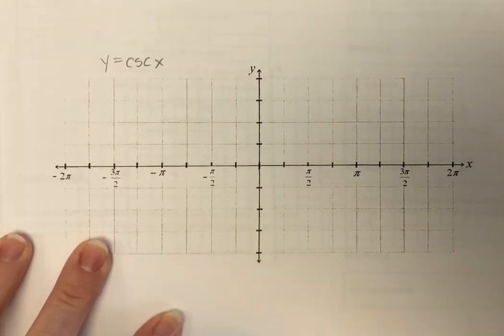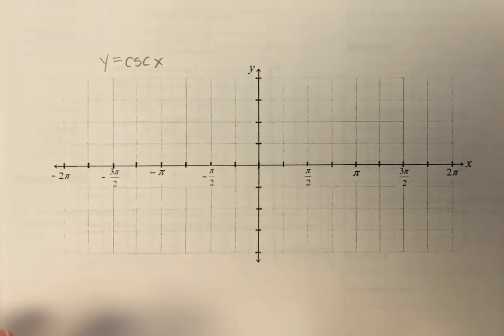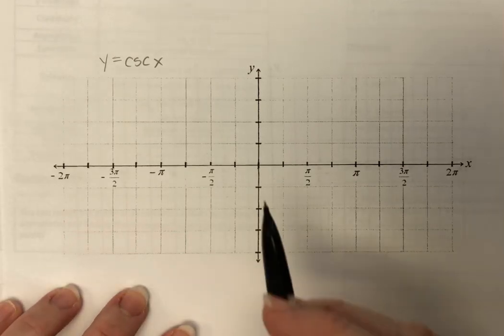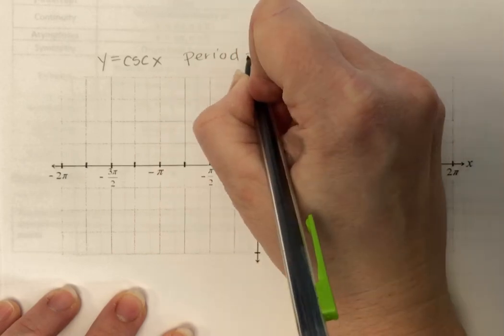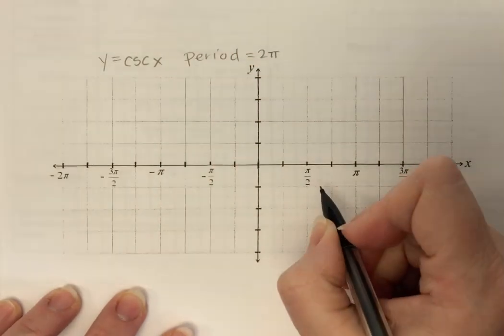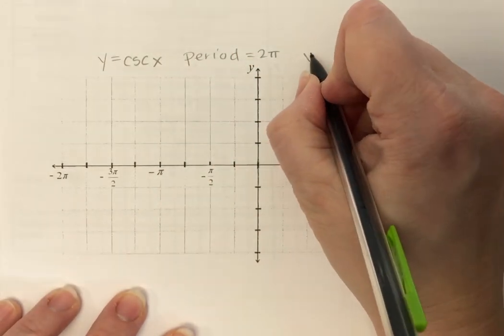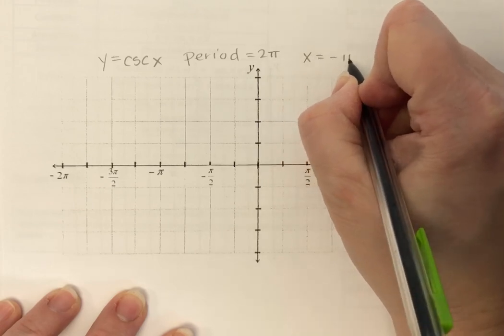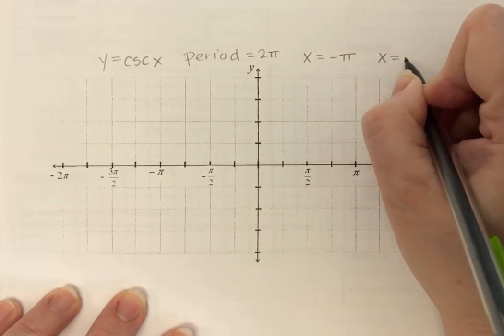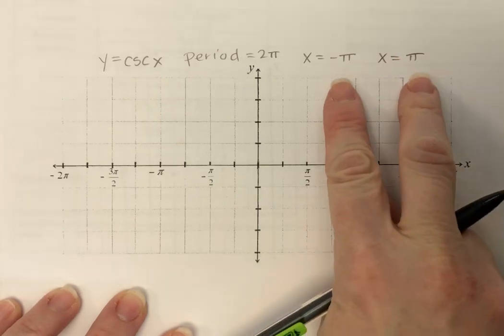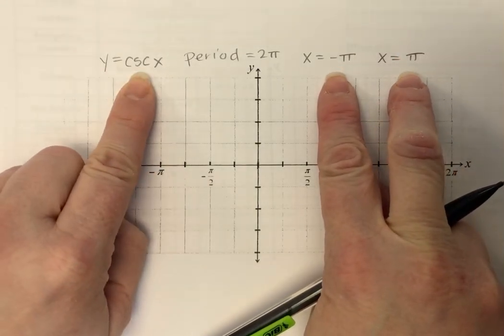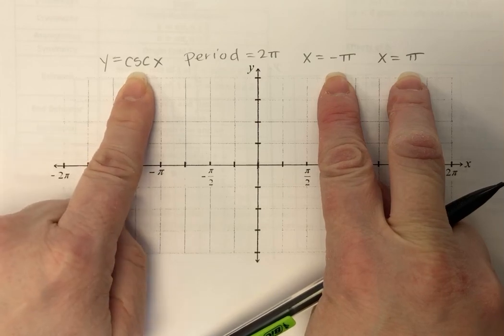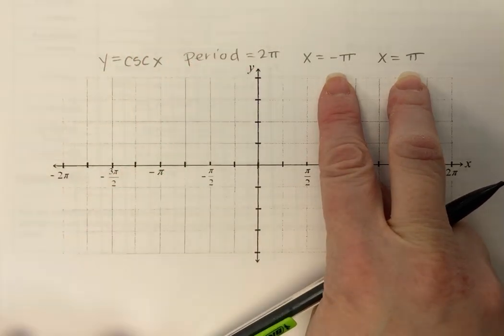Okay, graphing the cosecant function without actually graphing the sine function first. So the first thing, my period for cosecant is 2 pi. I'm going to have a vertical asymptote at negative pi, and I'm going to have a vertical asymptote at positive pi. That's going to be the beginning and the end of my period, but for cosecant, there is also going to be a third vertical asymptote halfway in between them.